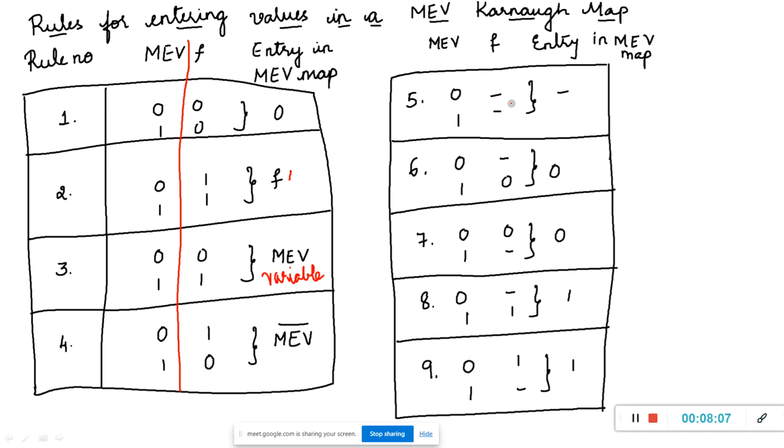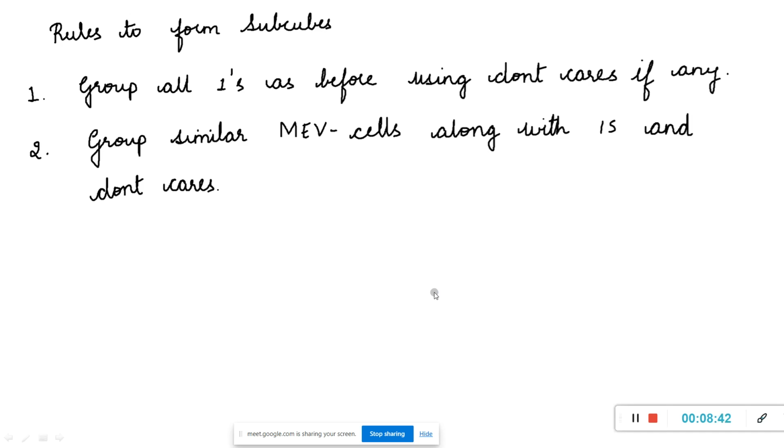Okay. Next, if both the functions are don't care, just blindly put don't care in the MEV map. If it is don't care 0, put a 0. If it is 0 don't care, then also put 0. If it is don't care 1, then put 1. If it is 1 don't care, then also put 1 in the MEV map. Okay. So these are the few rules listed, and these rules must be applied while using the MEV technique.